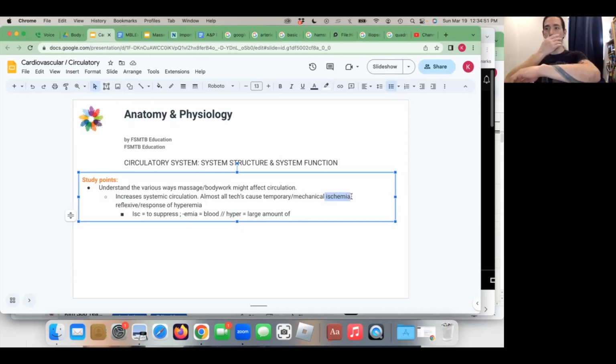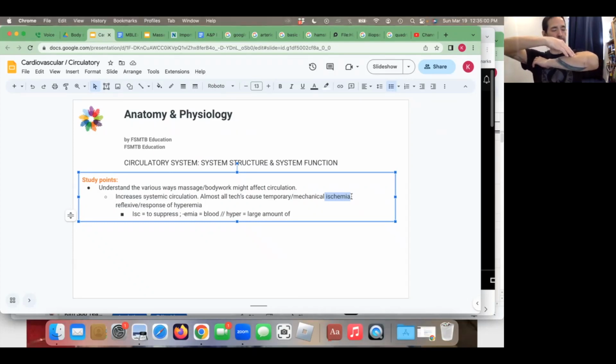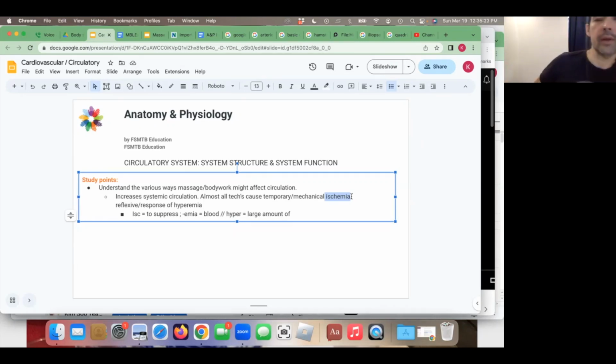Let's take just pressure, direct pressure, right? What we call in shiatsu finger pressure. So just take finger pressure down on a tight wrist flexor muscle. It should make sense to you that pressing on that area occludes or temporarily stops or slows down the blood circulation where you're pressing. That's called ischemia. So ischemia is to suppress the blood or slowing down or lack of blood flow.